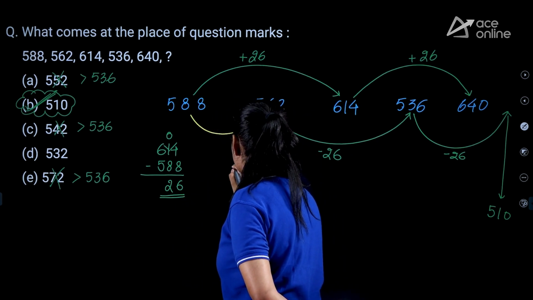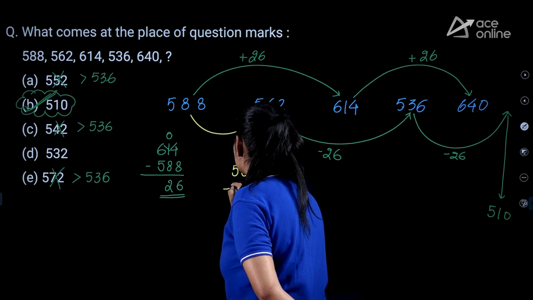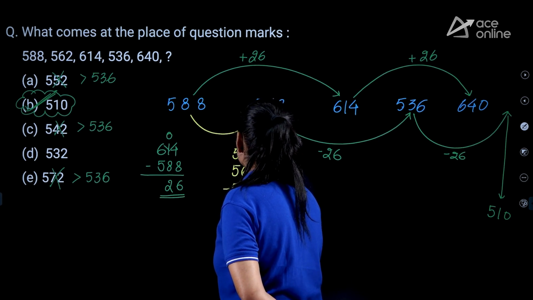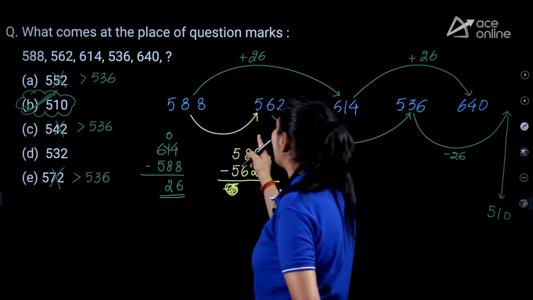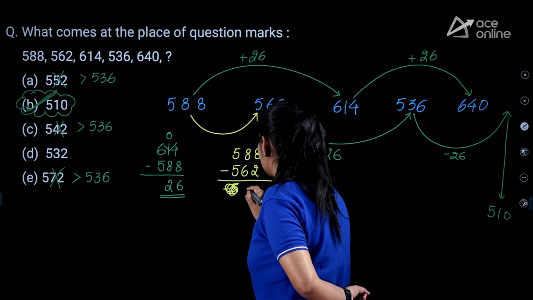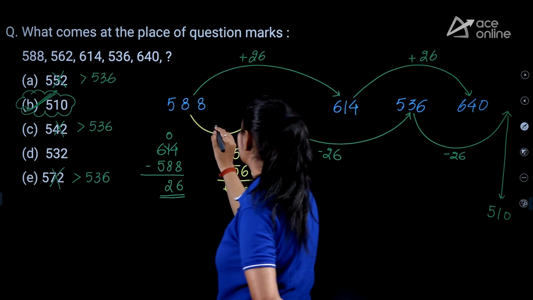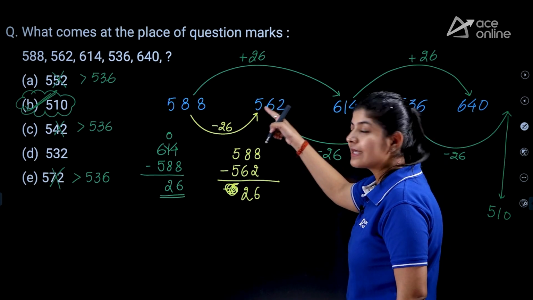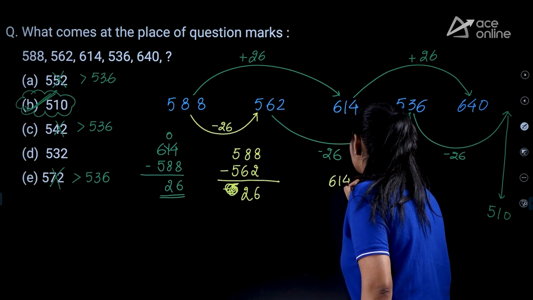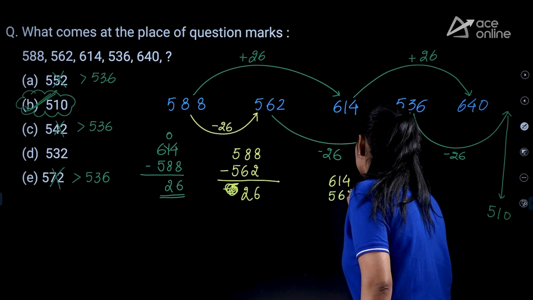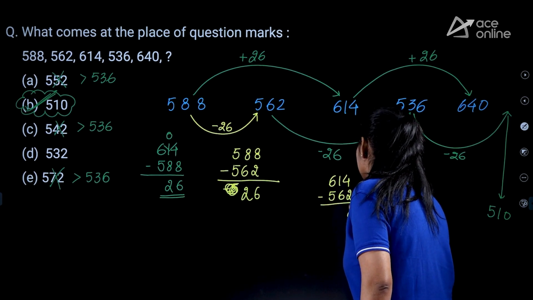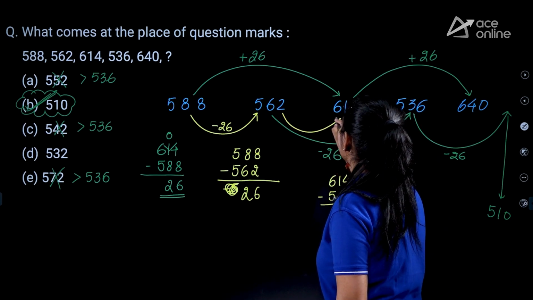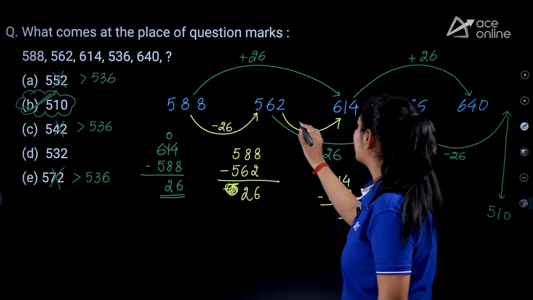So basically you are having 562, and here we are having 588. If we subtract this 562 from this one, what are we getting? Again here we are getting 26. There is a difference of minus 26. Now we have to go from this number to this number. So 614 minus 562, what are we getting? We are getting 52. There is again a multiple of this one.